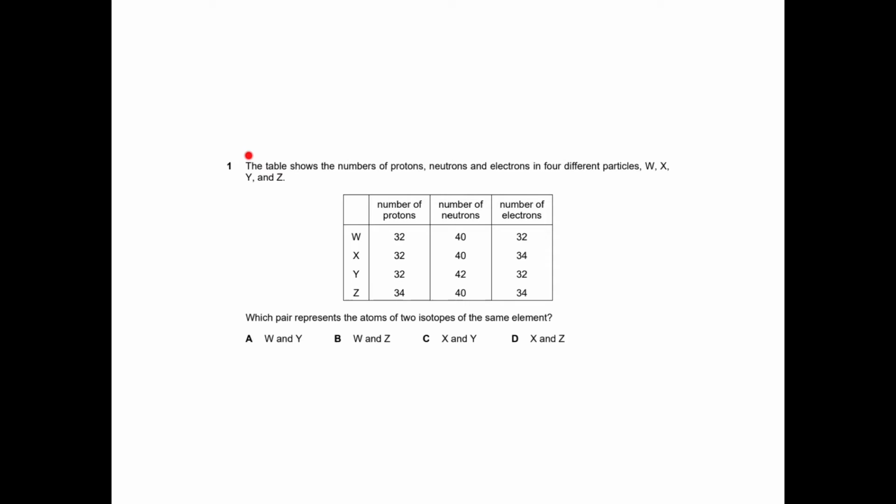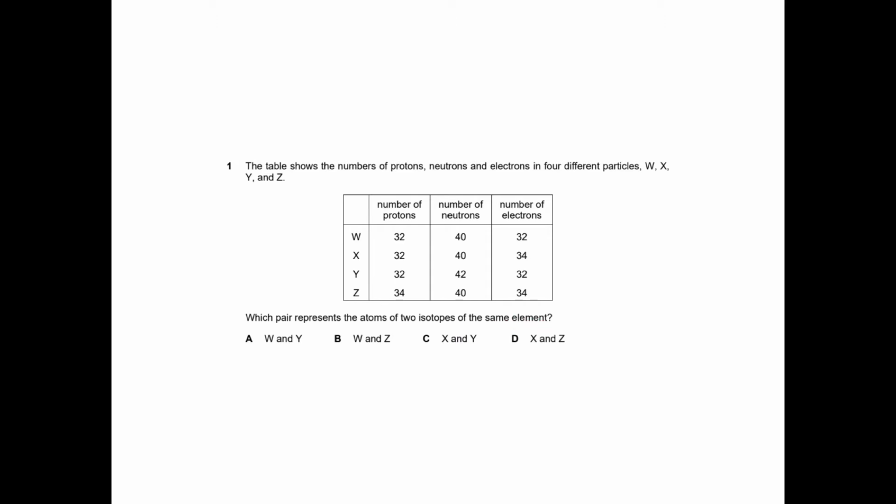Let's look at the questions. The table shows the numbers of protons, neutrons, and electrons in four different particles W, X, Y, and Z. These are the elements. Which pair represents the atoms of two isotopes of the same element?